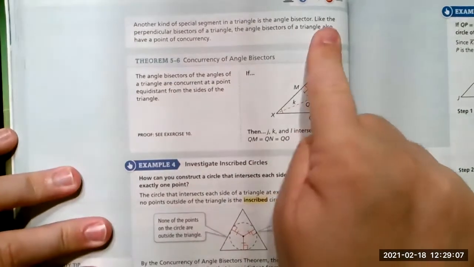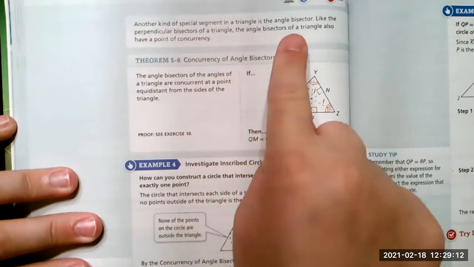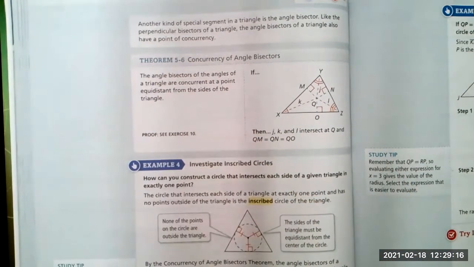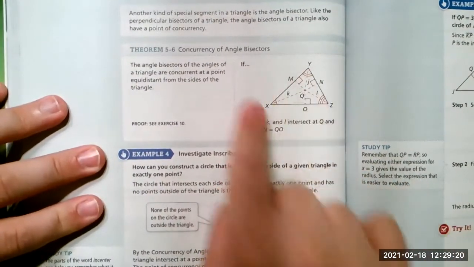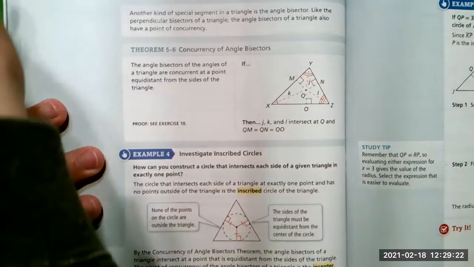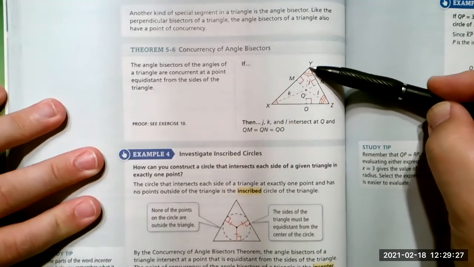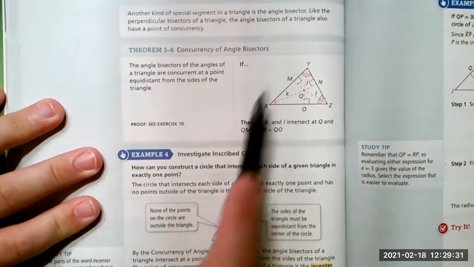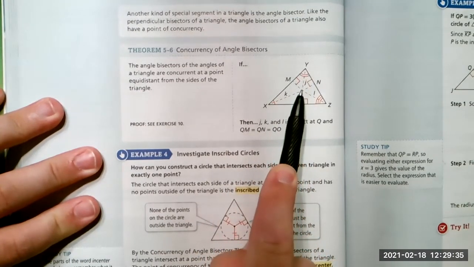So I'm assuming that's what they're going to go into. Let's keep reading. Like the perpendicular bisectors of a triangle, the angle bisectors of a triangle also have a point of concurrency. So let's look right here in this picture, and then we'll talk about what the theorem says. Here's a triangle. What you'll notice here is that instead of perpendicular bisectors, you have angle bisectors. They're coming straight out of these vertices, X, Y, and Z. They're coming straight out of those vertices, and they're meeting at a concurrent point, right?